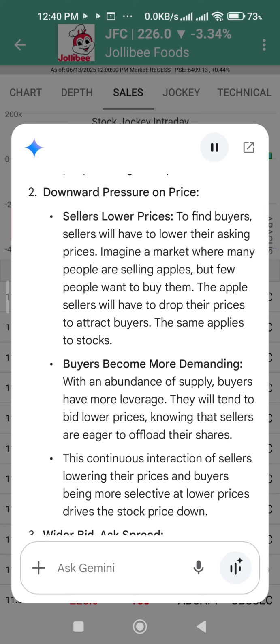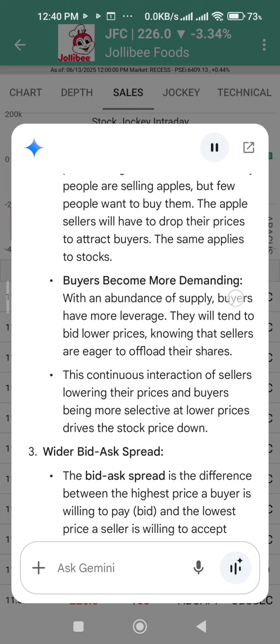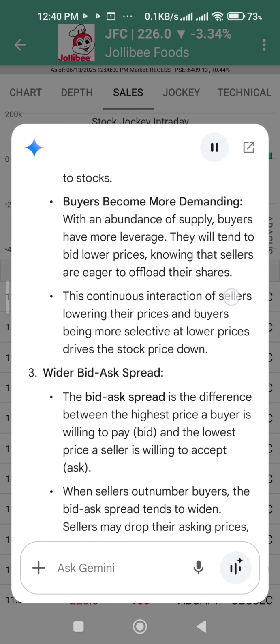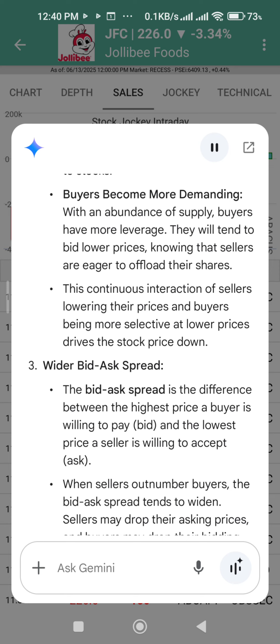Buyers become more demanding. With an abundance of supply, buyers have more leverage. They will tend to bid lower prices, knowing that sellers are eager to offload their shares. This continuous interaction of sellers lowering their prices and buyers being more selective at lower prices drives the stock price down.